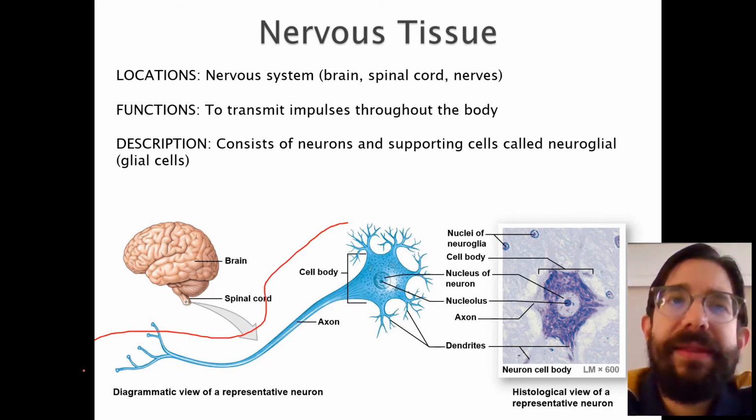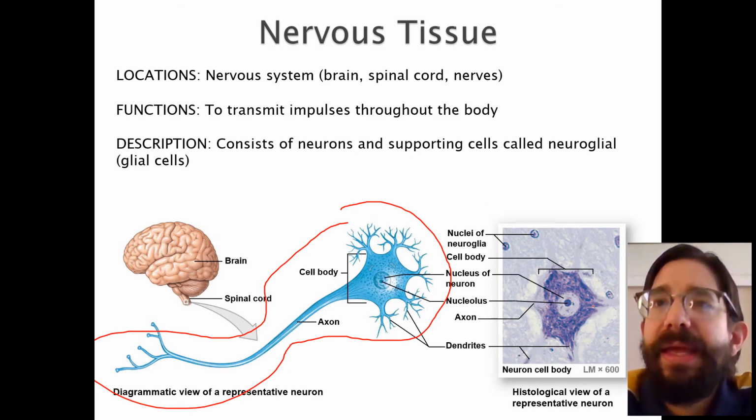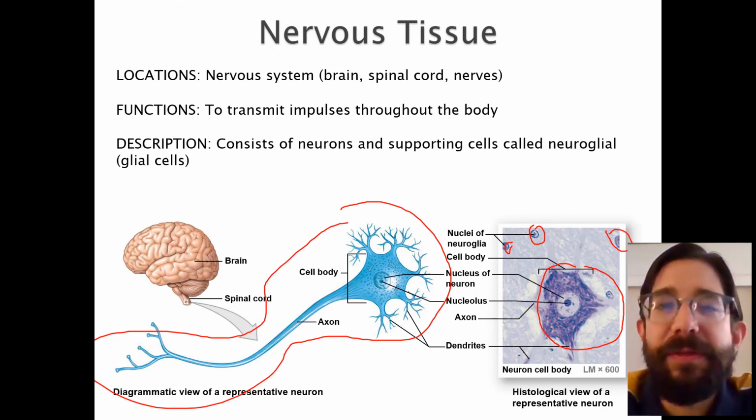In this image, we can see an entire neuron and some of the parts of the neuron. In this histological view, we can see the body or soma of a neuron. And then floating around the neuron are these other little small cells. Those are the glial cells.